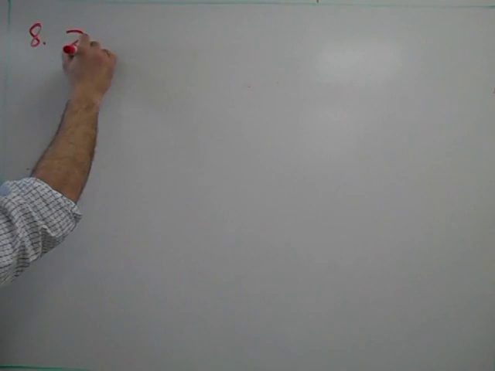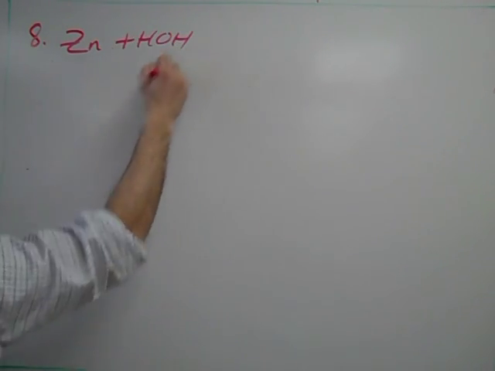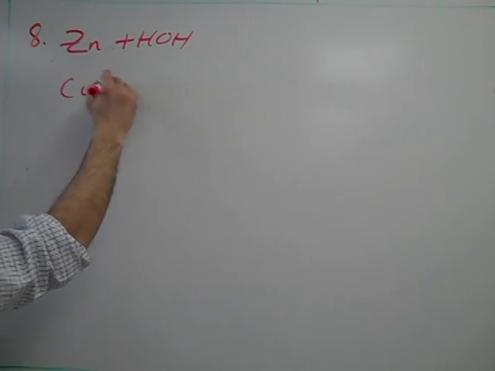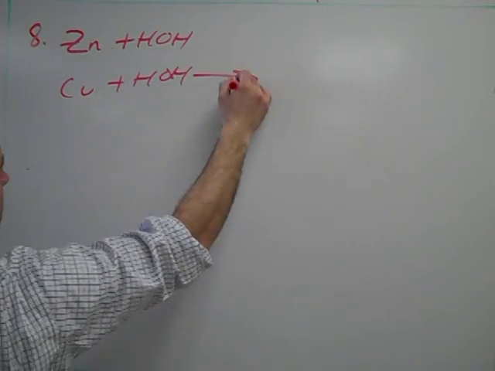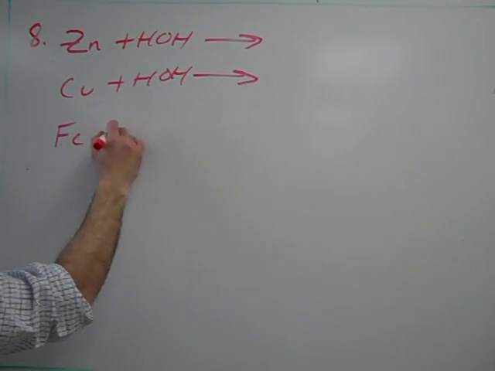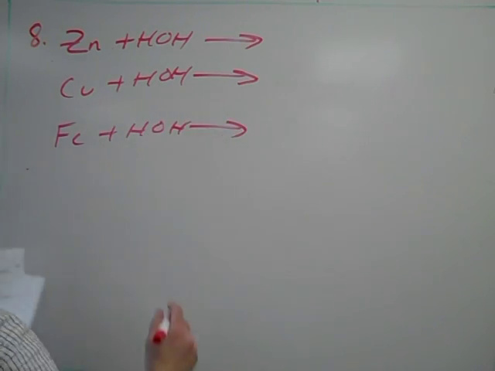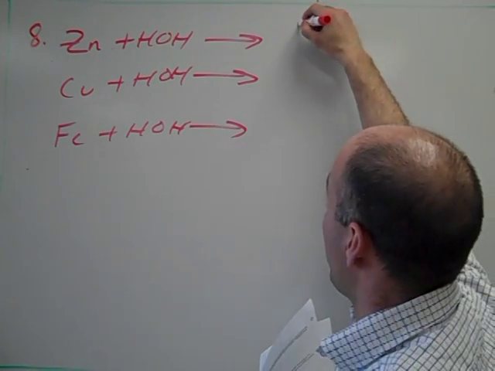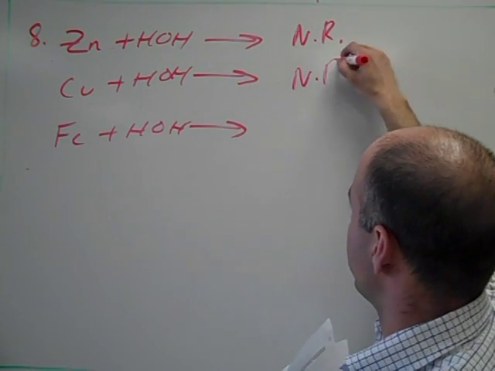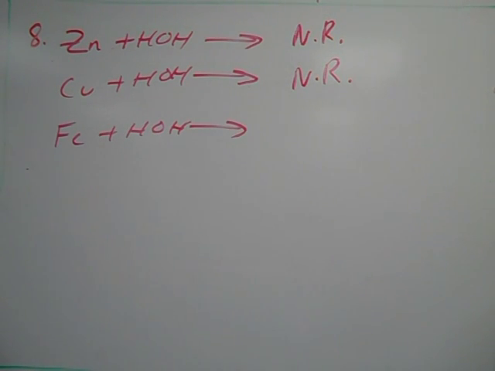For number 8, we had zinc plus water, copper plus water, and iron plus water. For all of these reactions, well, not all of them, the first two are no reaction. Copper is what we make our pipes out of, our plumbing. Obviously, we wouldn't want to have our copper pipes rusting away. Same thing with zinc. We use those for nails and construction. We wouldn't want our nails rusting away.